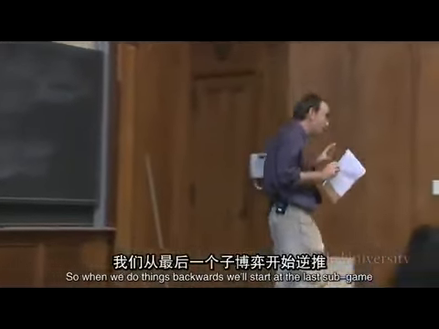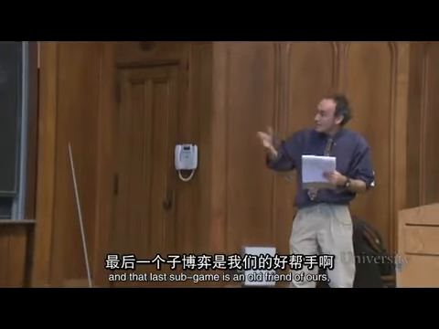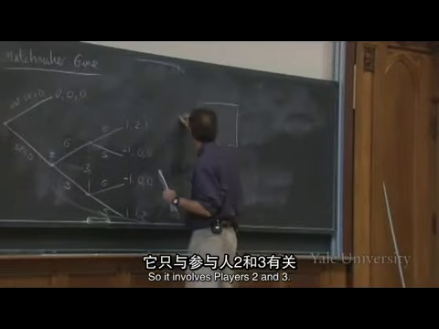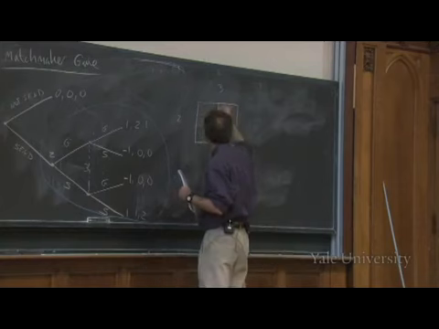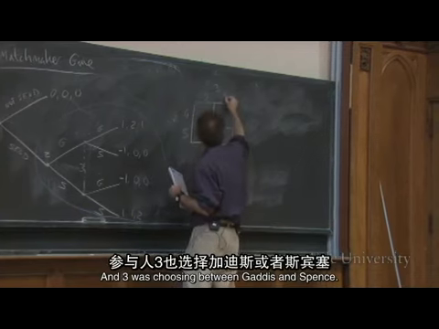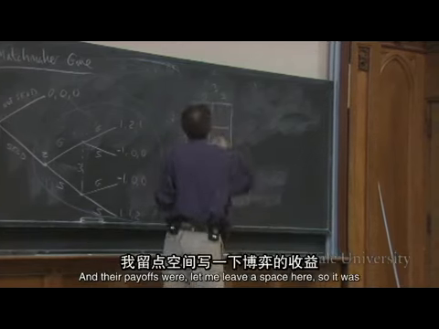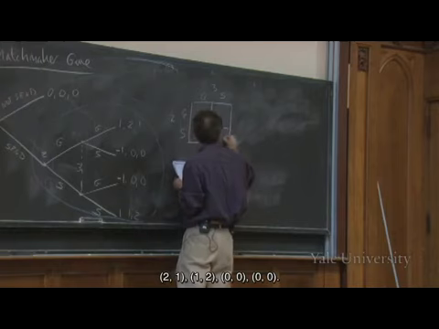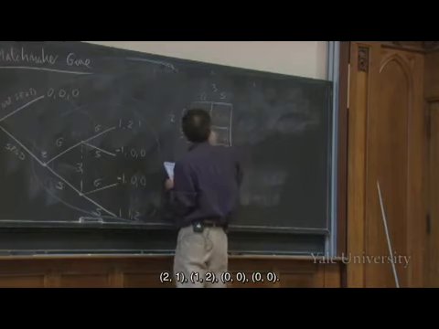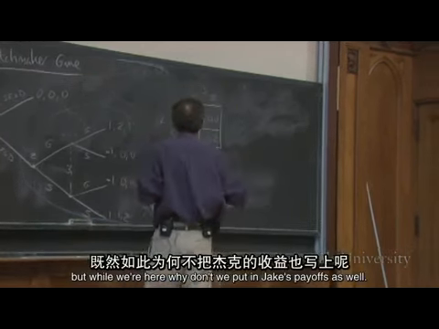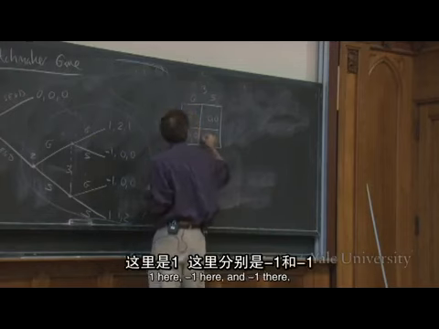So when we do things backwards, we'll start at the last subgame, and that last subgame is an old friend of ours. It looks exactly like this. Let's just write it in. All right. So it involves players 2 and 3. And 2 is choosing between Gaddis and Spence, and 3 is choosing between Gaddis and Spence, and their payoffs were, let me leave a space here, 2, 1, 1, 2, 0, 0, 0, 0. So here are the payoffs of the relevant players in the game, but while we're here, why don't we put in Jake's payoffs as well? So Jake's payoffs were 1 here, 1 here, -1 here, and -1 there.